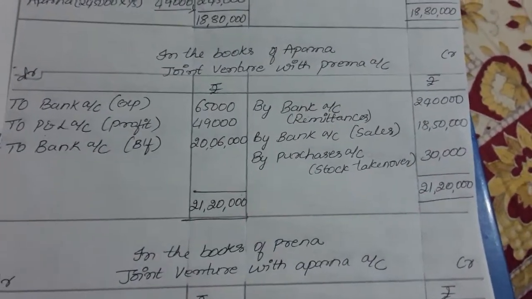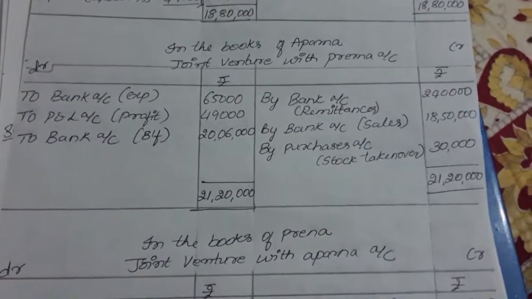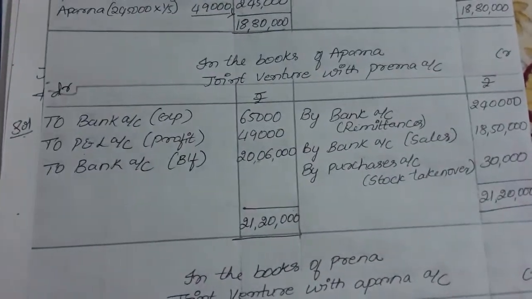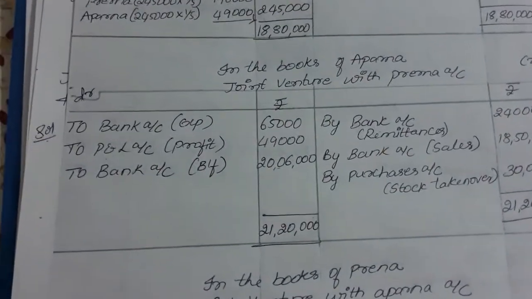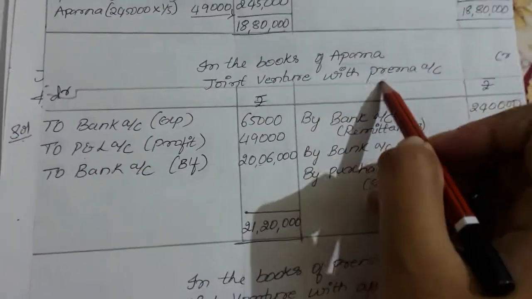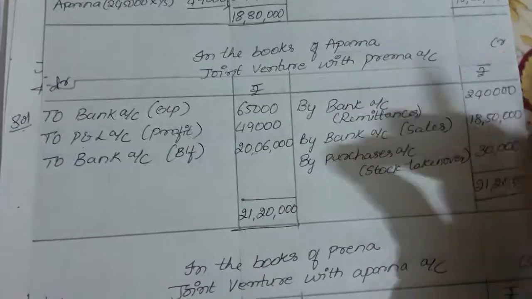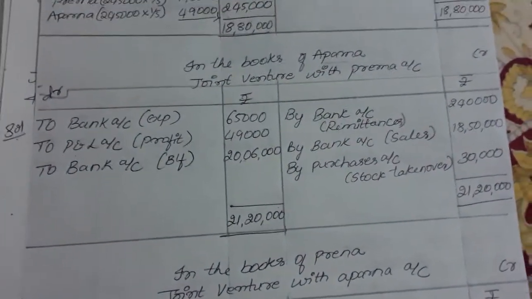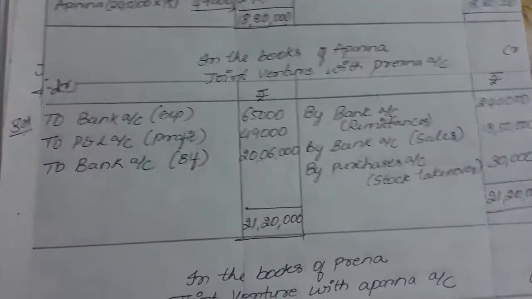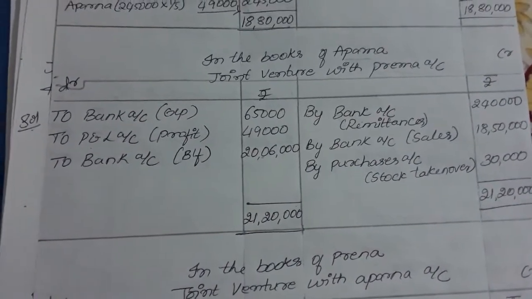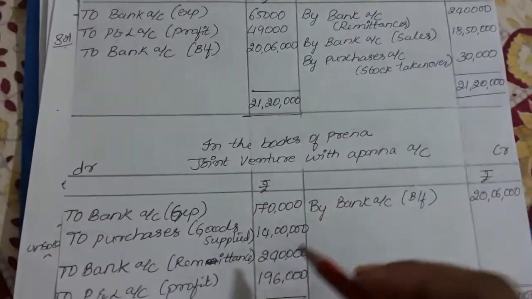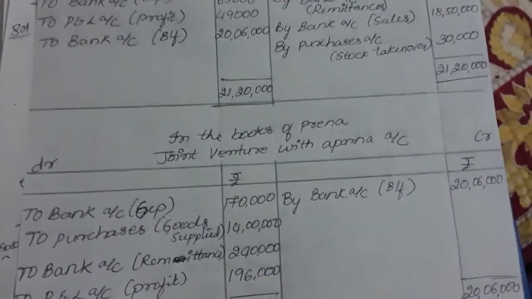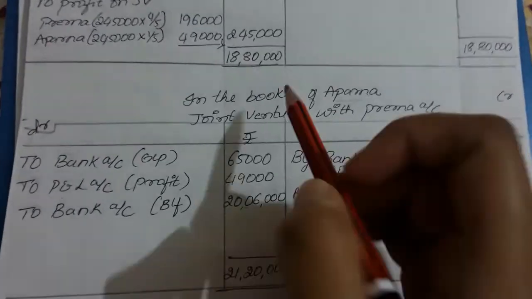Coming on to this, we will not be recording anything relating to Aparna in the books of Prerana, and in the books of Aparna, anything relating to Prerana, Prerana's expenses and incomes, will not be recorded. Only the expenses and incomes of Aparna will be recorded in her books. Similarly, in Prerana's books, only Prerana's expenses and incomes will be recorded, not those of Aparna. So let's prepare in the books of Aparna.